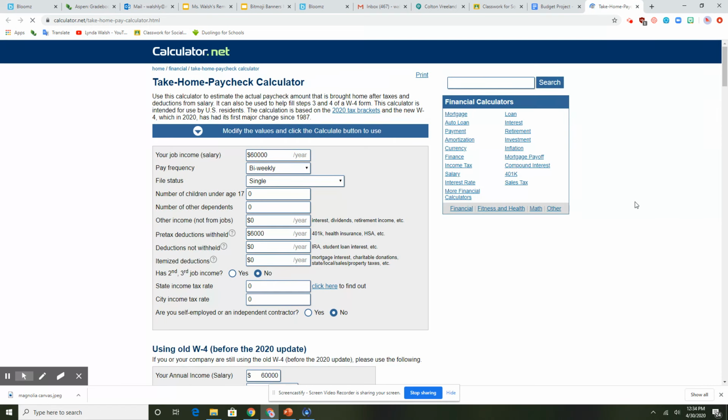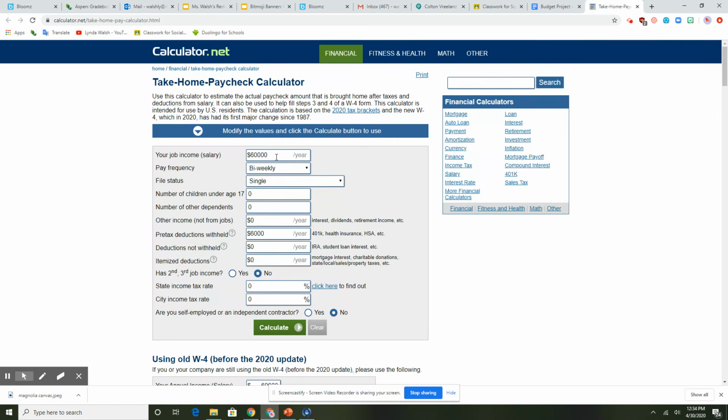Now, when you open this up, you are going to see a calculator. And what you need to do is to adjust that calculator so that you can change the amount you make per year here. Your pay frequency, you're going to change to monthly. You're going to keep single because your first job, usually when you graduate from college, you are single. Leave all of this the same, and go down to the bottom to calculate.